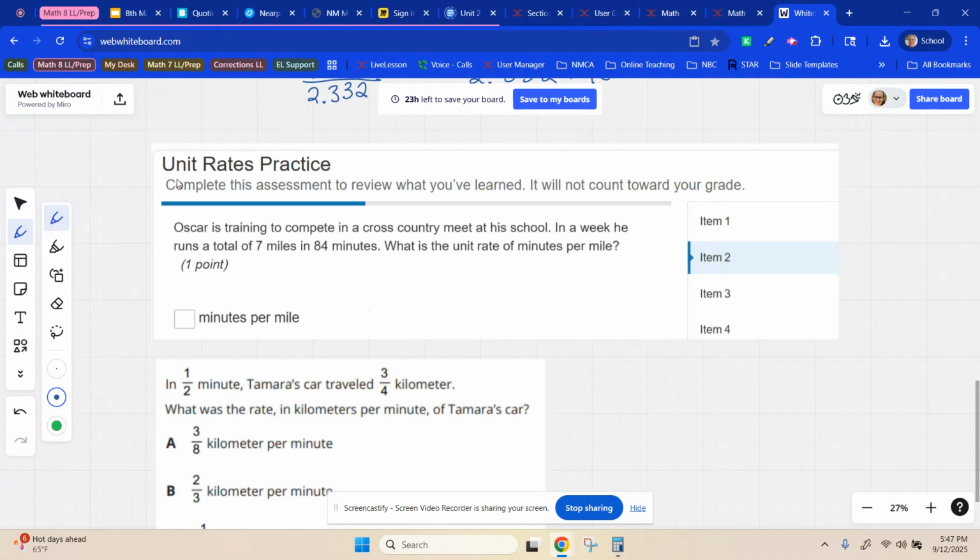I wanted to talk to you a little bit about unit rate, which is what this lesson's on, but also go over a problem that was on your last test, because unit rate was actually introduced last unit.